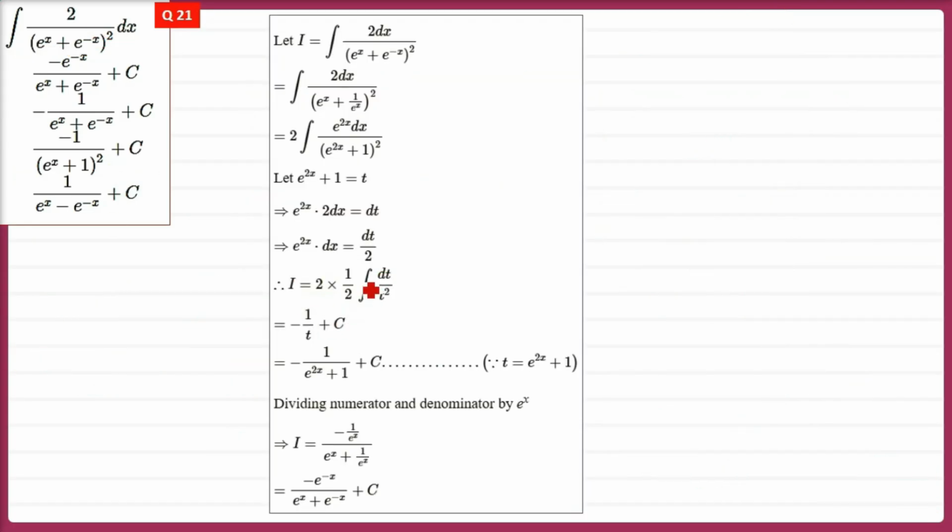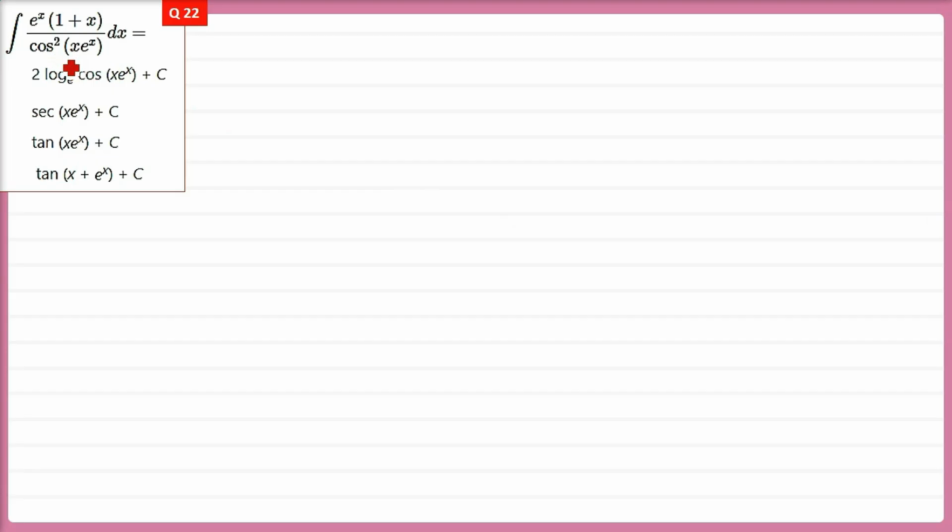So this is the formal way of doing it. It's a tricky question, remember, because you have to divide by e^x in the last, at the conclusion point. Next one is e^x (1 plus x) divided by cos²(x e^x). So whenever we have e^x, it's quite possible that we can apply that general result.